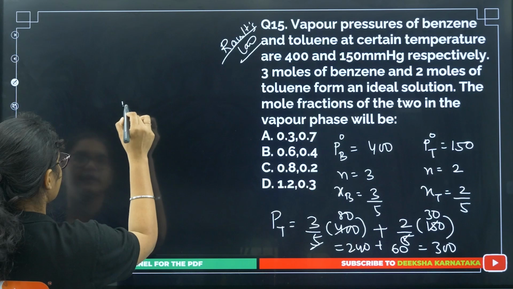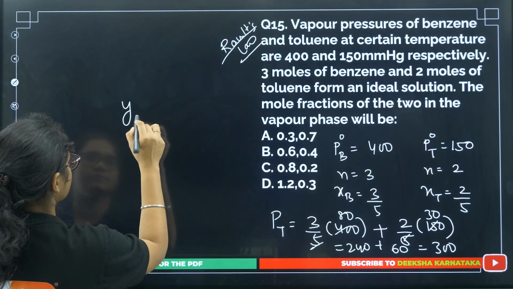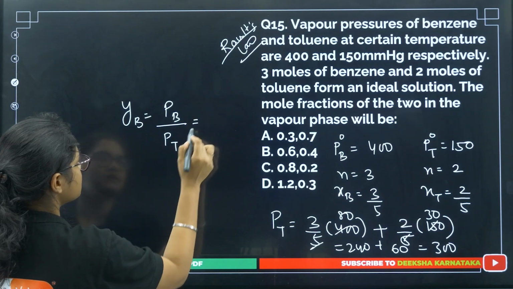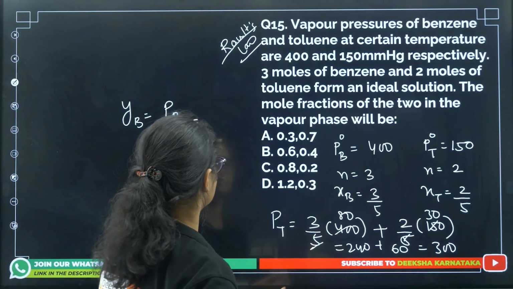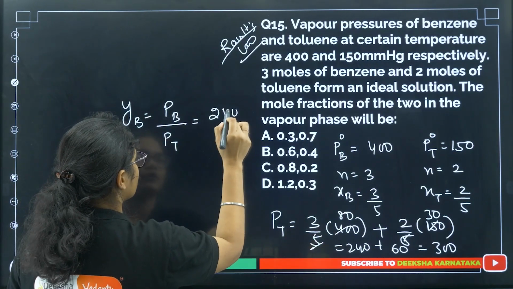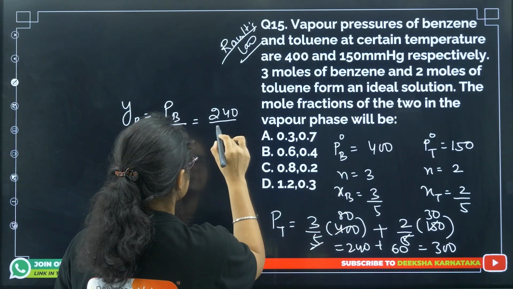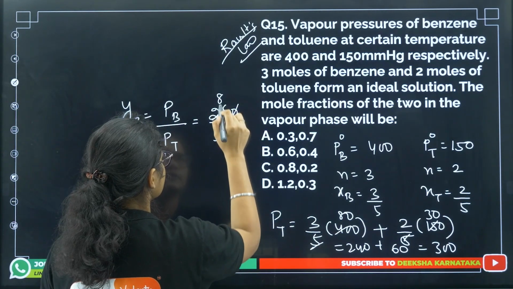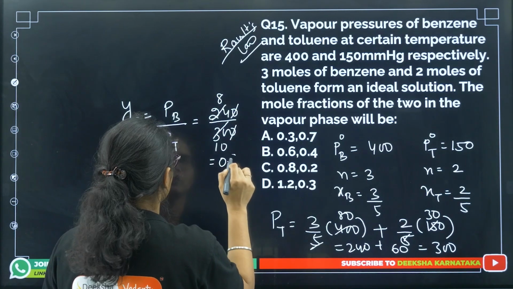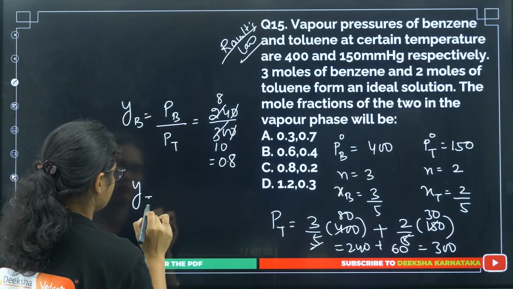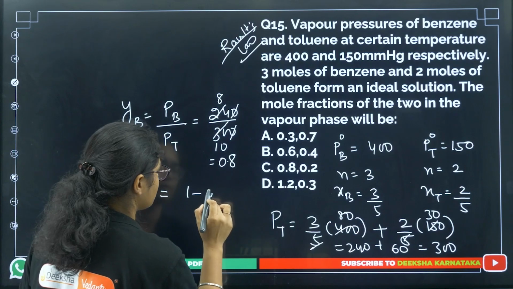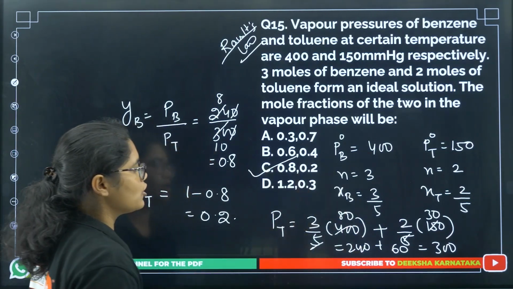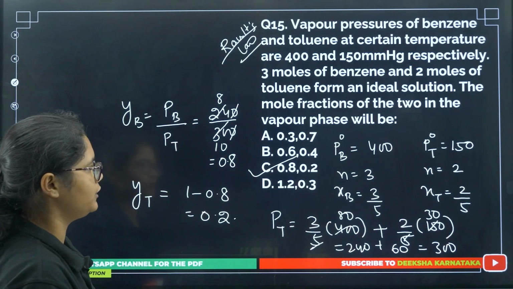Now if I want to calculate the mole fraction of benzene in vapor, P of benzene by P total. So what is pressure of benzene here? If you see, it is 240 by the total pressure 300, right? So if I solve this, 3 8s are 24, so 0.8. Right, and now to calculate Y of toluene, that is 1 minus 0.8, so that is 0.2. The correct answer for this question will be option number C, 0.8 and 0.2.